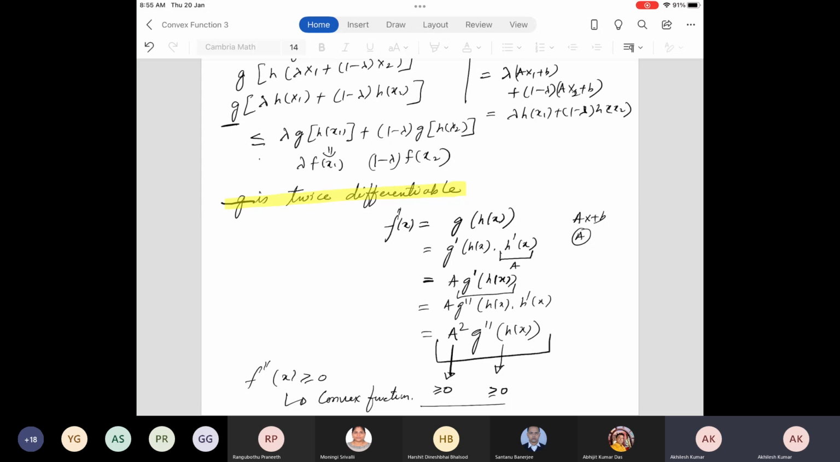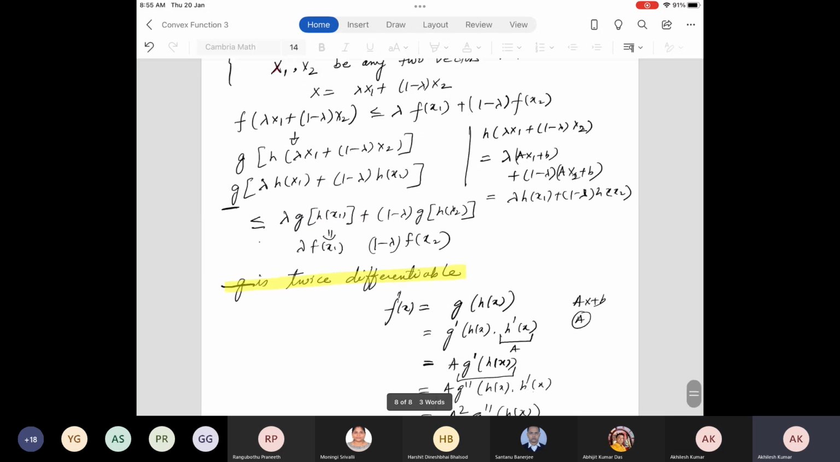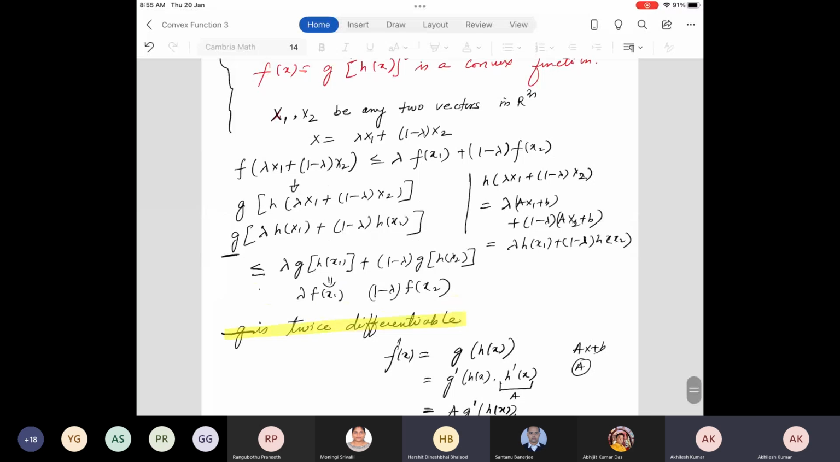Which one? The first part or the second part? Yes, sir, the first part. The right side is h of lambda x1 plus 1 minus lambda x2. Yes, sir. So can we write it like this or not?